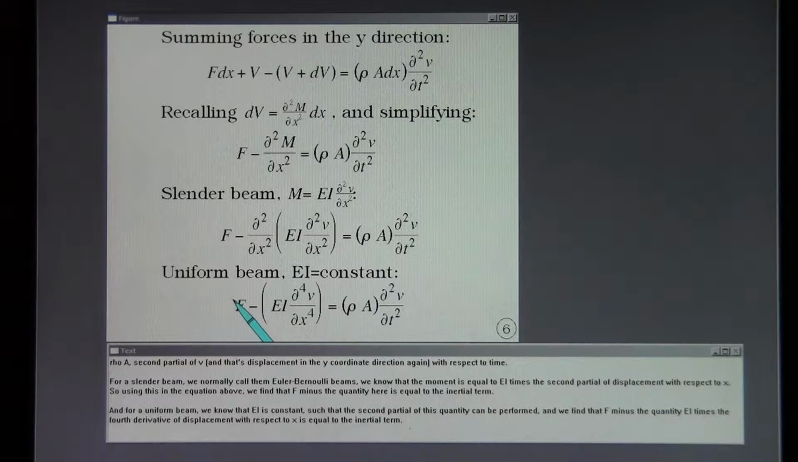can be performed, and we find that F minus the quantity EI times the fourth derivative of displacement with respect to x is equal to the inertial term.